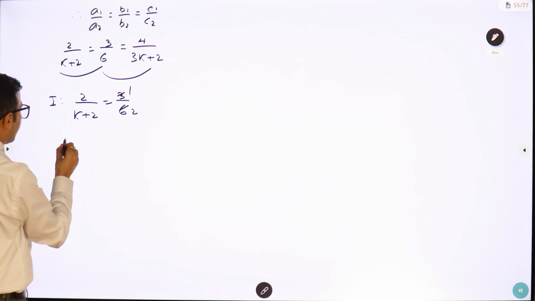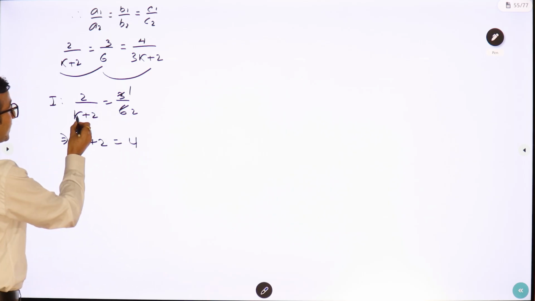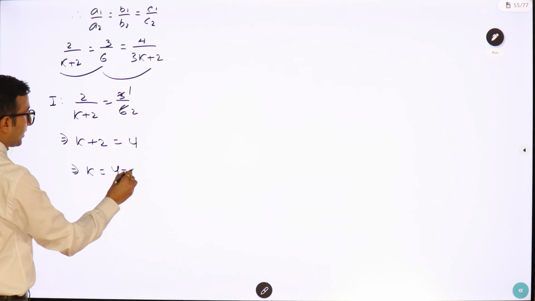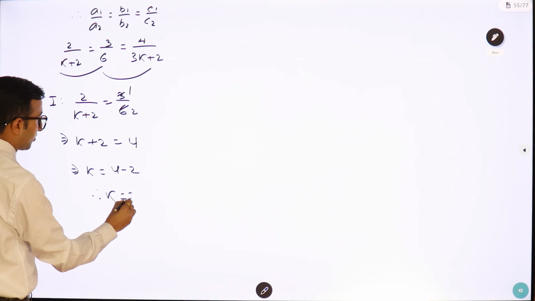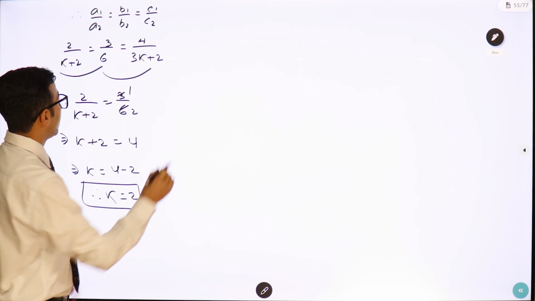3 2s are 6. Go for cross multiplication, you will be getting k plus 2 is equal to 2 2s are 4, isn't it? k plus 2 into 1, k plus 2, 2 2s are 4. It gives us k is equal to 4 minus 2, therefore the value of k is equal to 2. Now this is one of the values. We'll check with the other one.